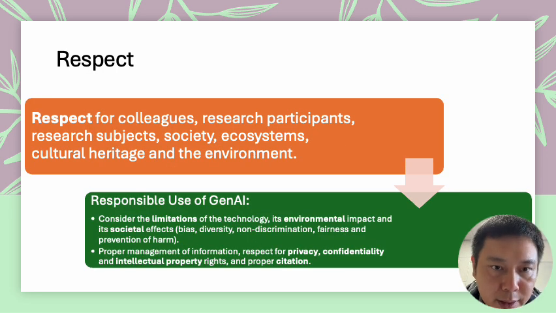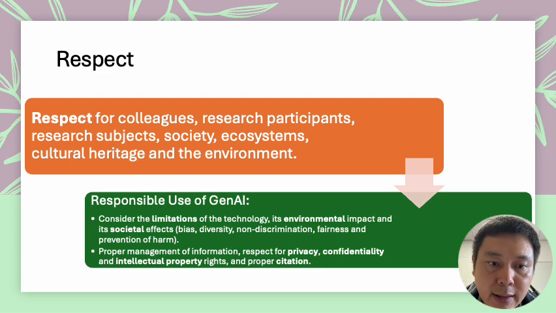The third research integrity principle is called respect. We should respect colleagues, research participants, research subjects, society, ecosystems, cultural heritage, and the environment. For example, in terms of authorship, we should only include authors that made significant intellectual contribution to our paper, and we should arrange them in the correct order that reflects the different levels of intellectual contribution.